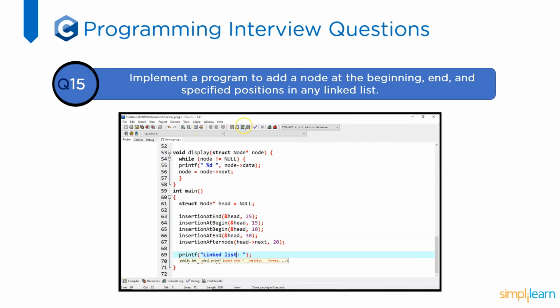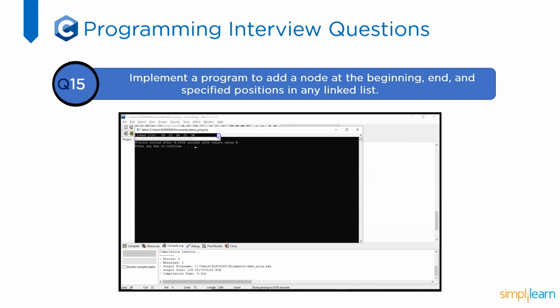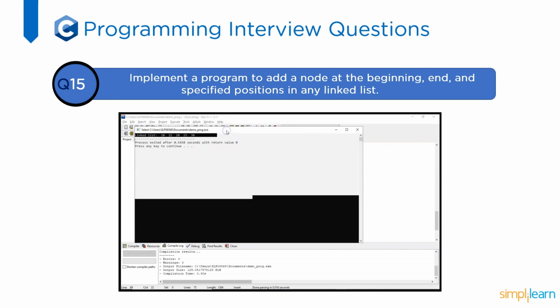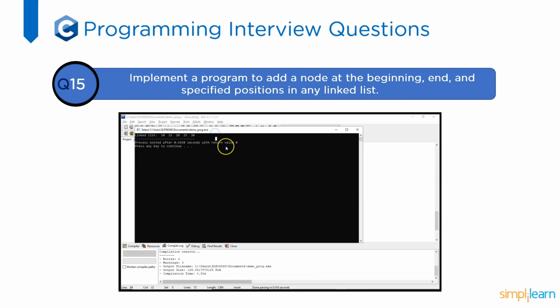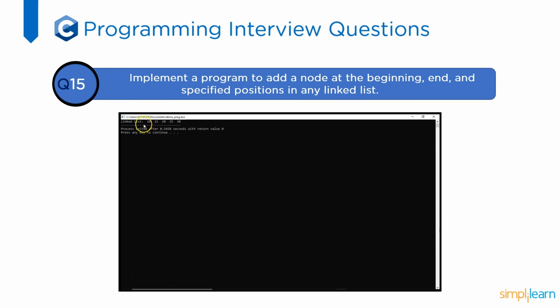So let's run it. So it has printed in our order. As you can see, the linked list is 10, 15, 20, 25 and 30.